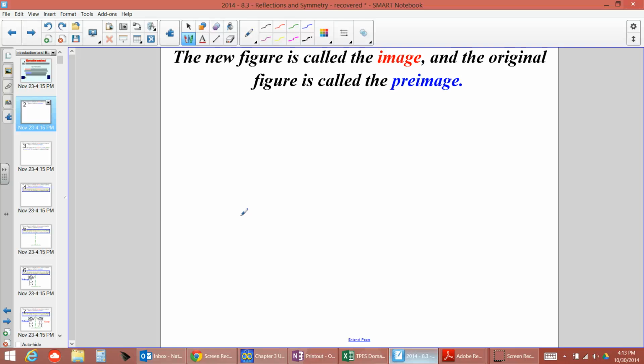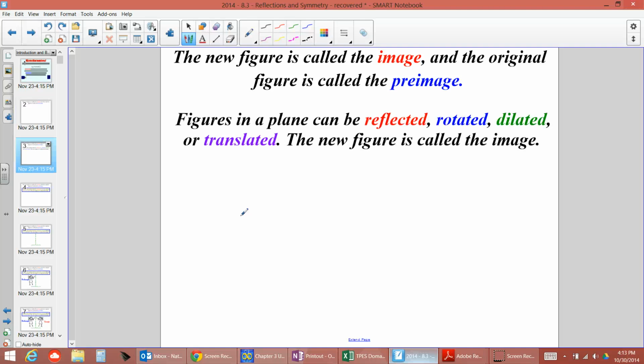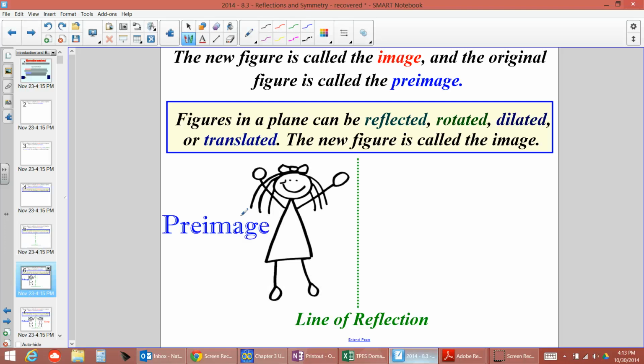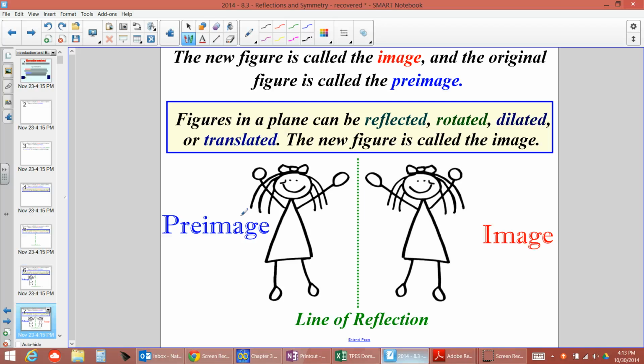Okay, a new figure. If we take an image or a figure and we move it somehow, the unmoved image is the pre-image, and once we move it, we call it the image. We've discussed this before in class. Figures in the plane can be reflected, rotated, dilated, or translated. The new figure is called the image. Once we reflect it, we call it the image. Okay, the line of reflection, that's for a reflection. If I have here the pre-image, and then I reflect it over the line, I get my image.